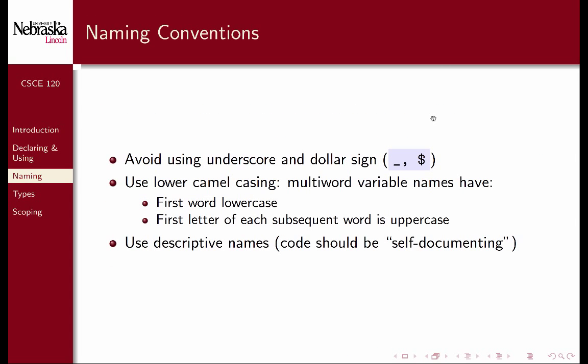There are also several variable naming conventions that you should follow for best practice. Avoid using underscores and $ signs in your variable names. You should also use lower camel casing. In multi-word variable names, the first word is lowercased, with each subsequent word the first letter being uppercased. You should also use descriptive names. Name your variables for what they're modeling and what they represent. Code should be self-documenting. Somebody else reading your code shouldn't have to guess as to the purpose of your variable names.